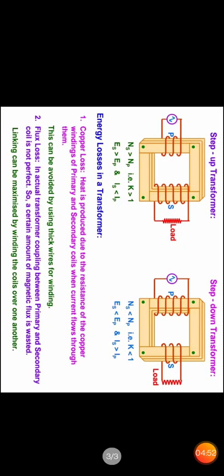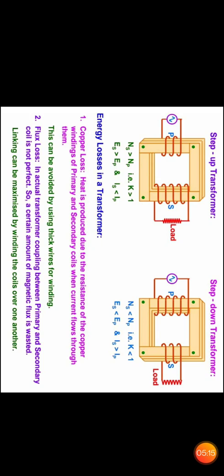Here are the energy losses in a transformer. First, copper loss: heat is produced due to the resistance of the copper winding of the primary and secondary coil when current flows through them. This can be avoided by using thick wire for winding.